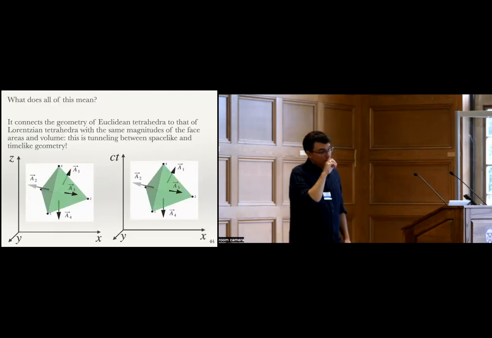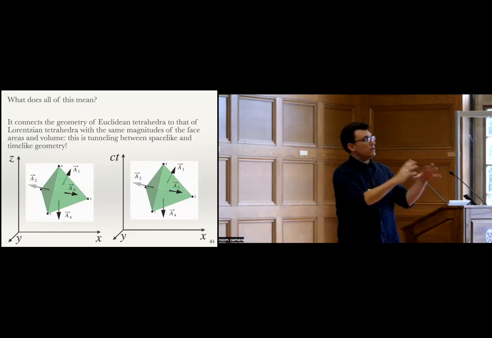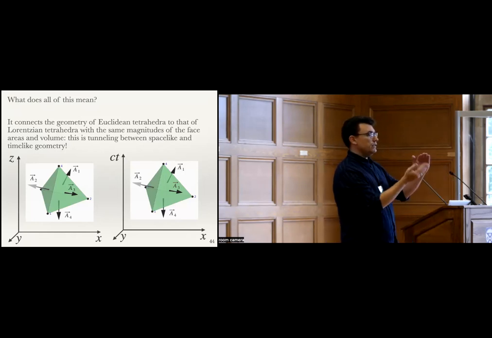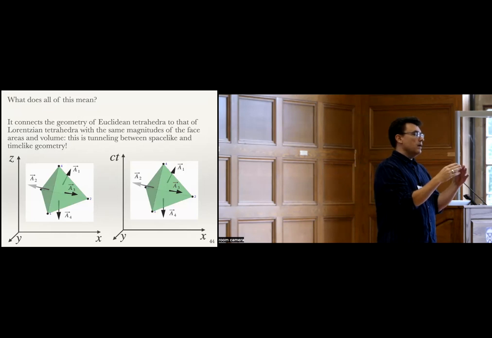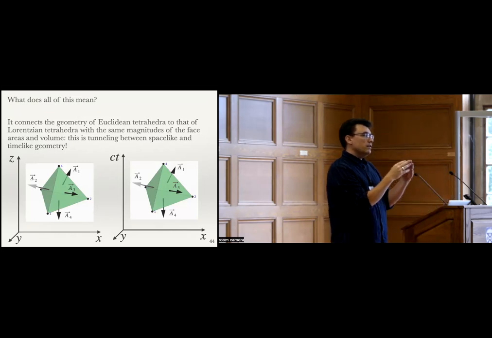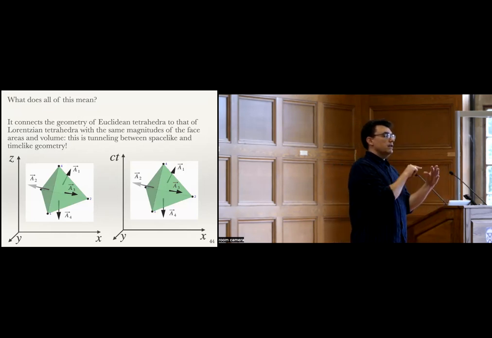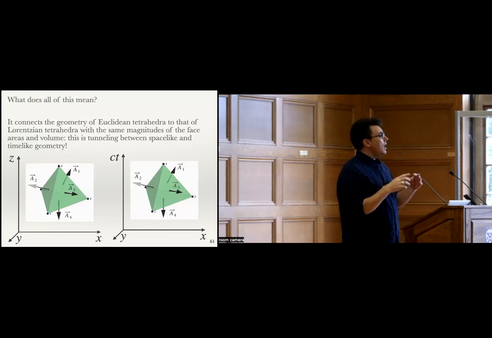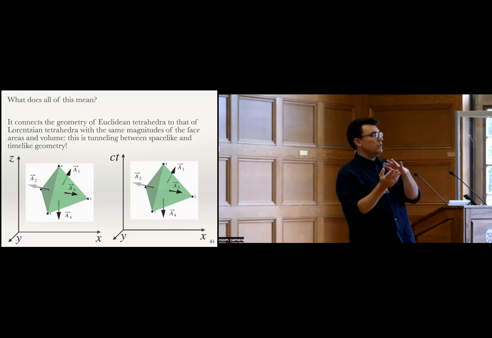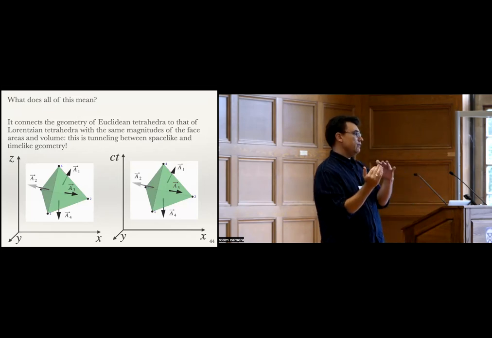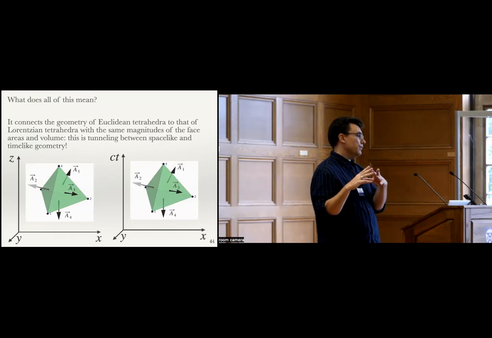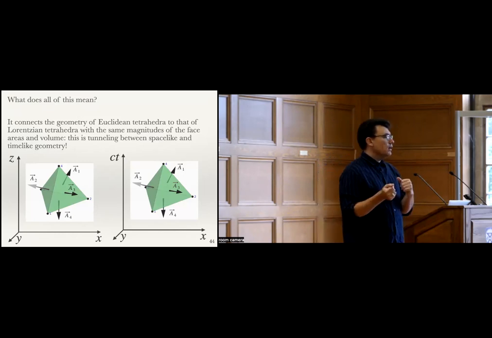So what are we finding? We're finding that if I start with a Euclidean tetrahedron with fixed phase areas and fixed volume, that necessarily the spectral discreteness tells me that that can tunnel. And you can actually solve what it tunnels to, and it tunnels to a Lorentzian tetrahedron with the same phase areas and the same volume as magnitudes.